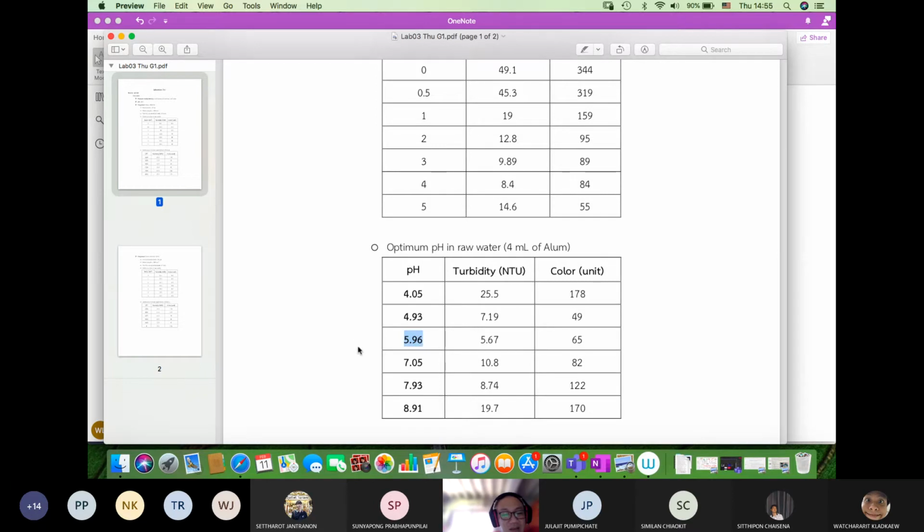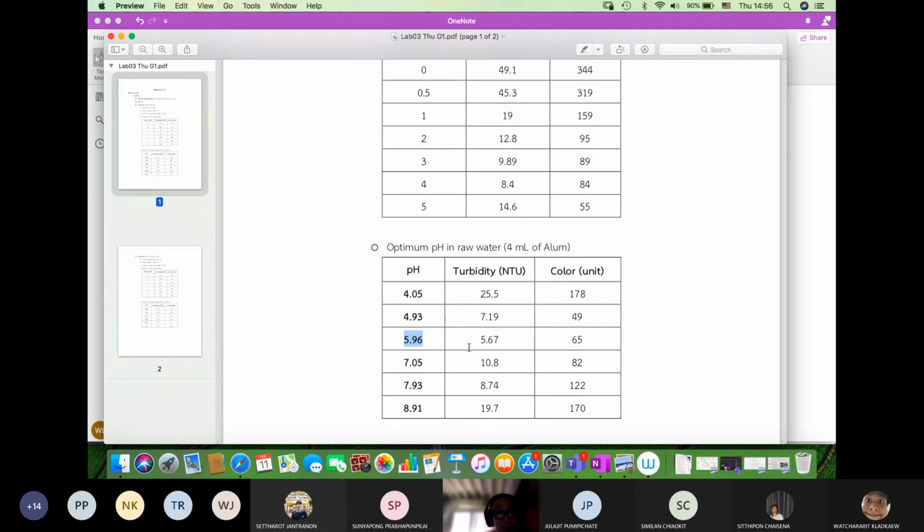The students are going to make it 6, but during pH adjustment, it's really difficult to get exactly 6. So that's why they reported the actual value. So the actual value here is 5.96. So it's actually 6 for the pH, optimum pH.